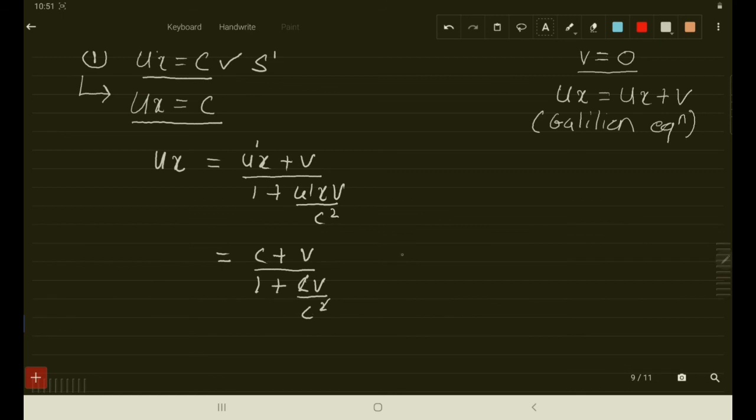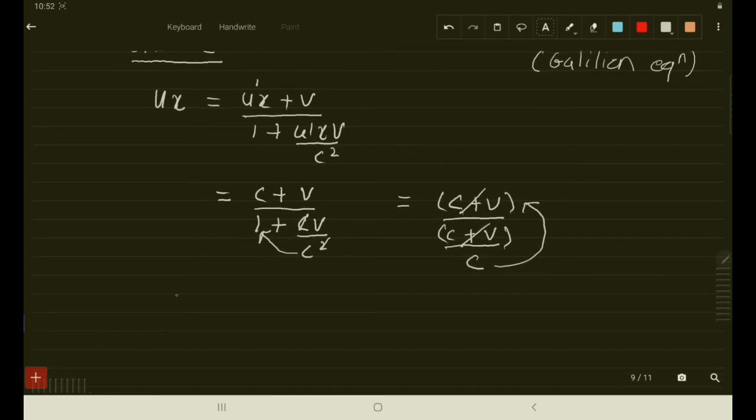One power of c will get cancelled. We will get c plus v, multiplied by 1, and c plus v in the denominator also, the whole divided by c. Now these two terms will cancel. The denominator's denominator will go in the numerator. So we will have ux is equal to c. So we have got the result we wanted, which is experimentally true. So the velocity transformation equations are correct.